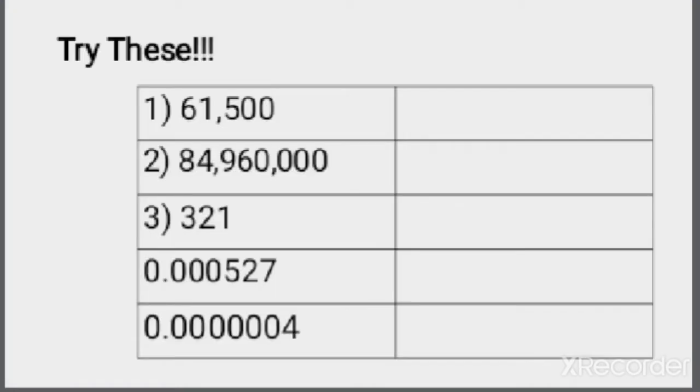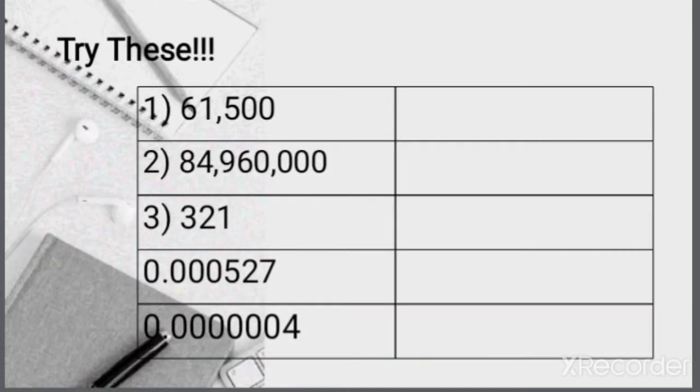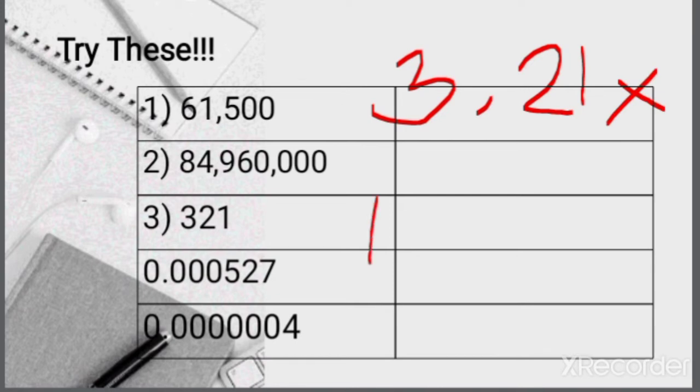And for number 3, we have 321. So as what we have done in examples 1 and 2, we just move the decimal point to the left since it is greater than 1. So we have the answer to this is 3.21 times 10 to the power of 2.